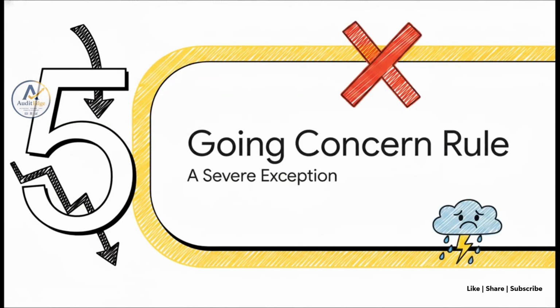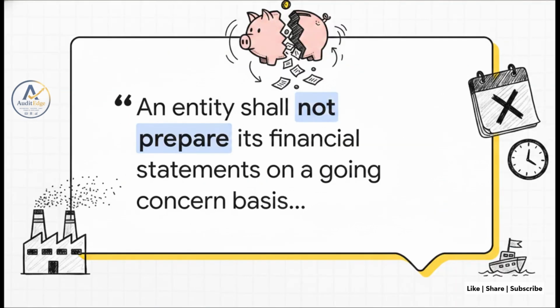Section 5. The going concern rule. Very important point here, friends. This is a severe exception. This rule overrides everything else. An entity shall not prepare its financial statements on a going concern basis. Going concern is the assumption that a business will survive and continue operating. You cannot use this basis if management intends to liquidate the entity. You also cannot use it if they intend to cease trading. Take a moment to let that sink in.